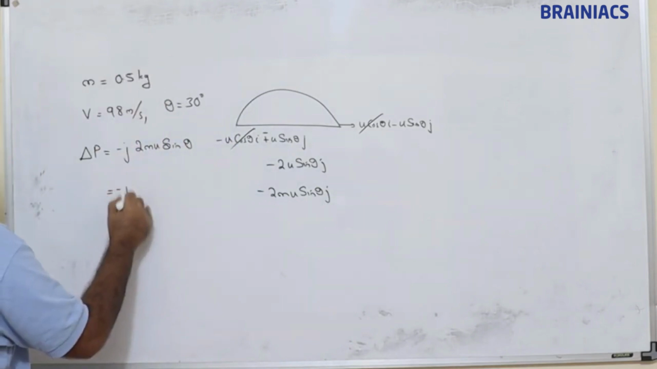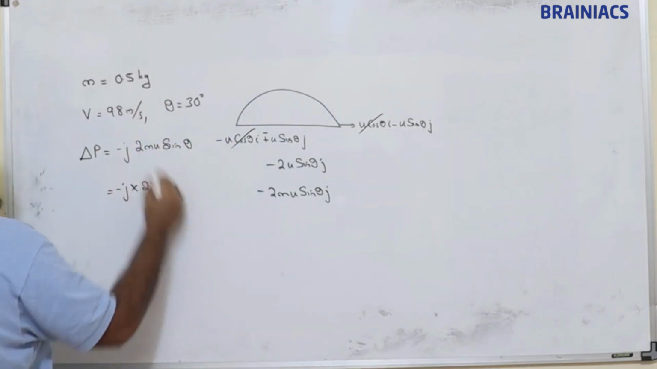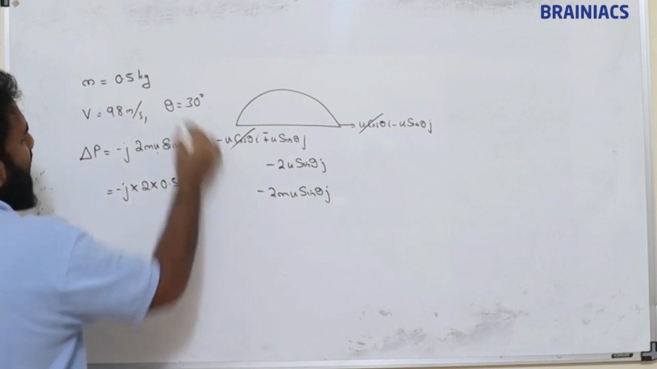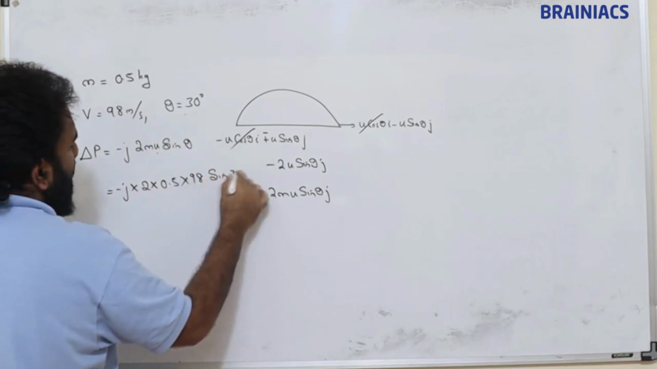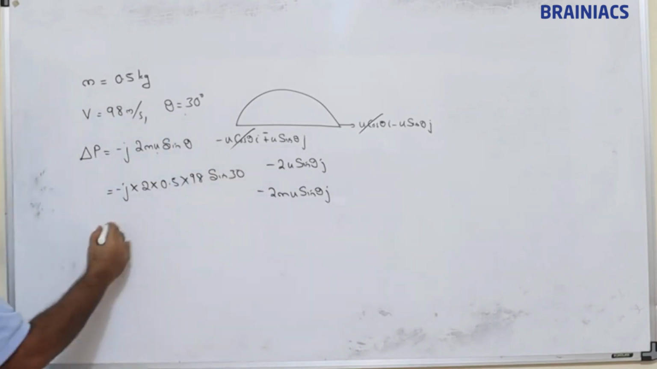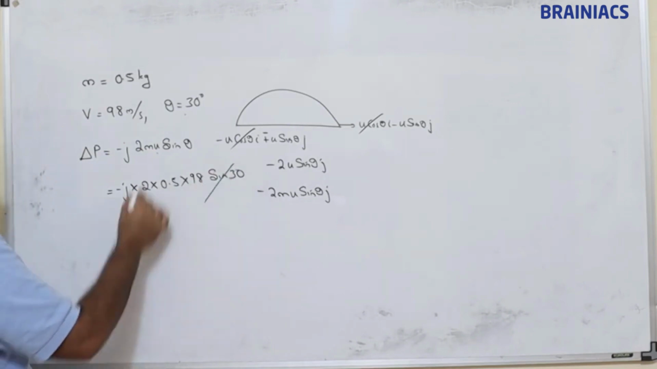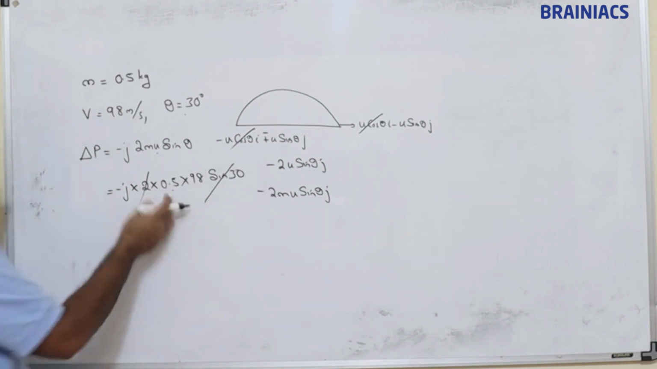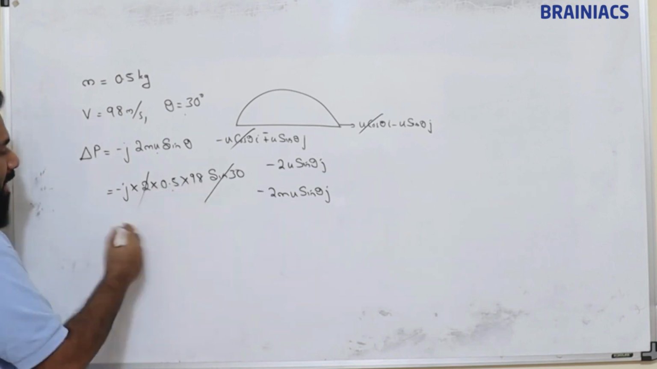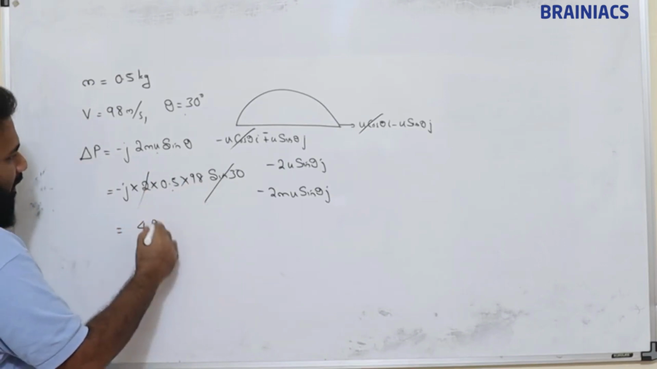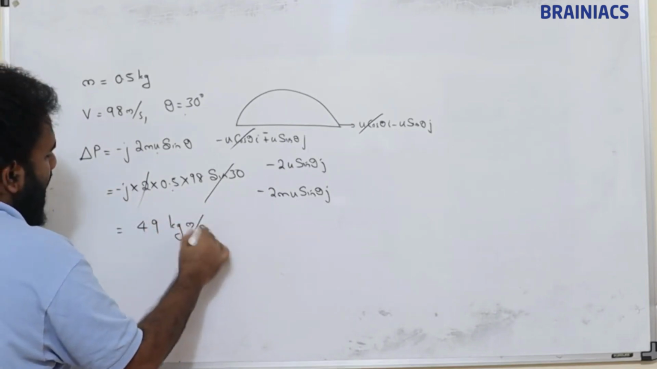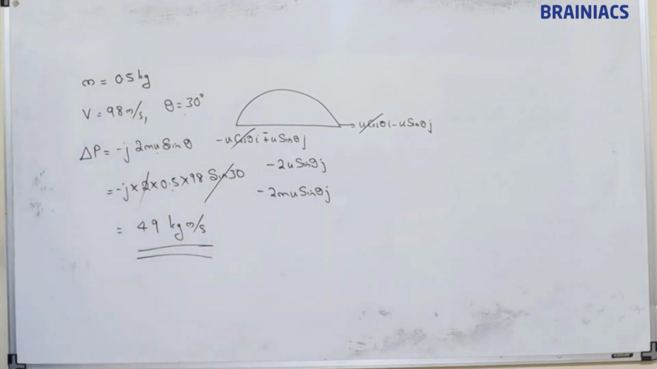Right. So minus j into 2 into mass, which is 0.5, u is 98, and sin 30. So sin 30 is 1 by 2. So the 2 can be cancelled off. So 0.5 is 1 by 2, and 1 by 2 into 98 is half of 98, which is 49. So 49 kilogram meter per second. This is the change in momentum.